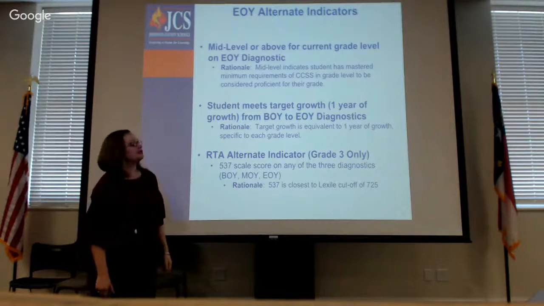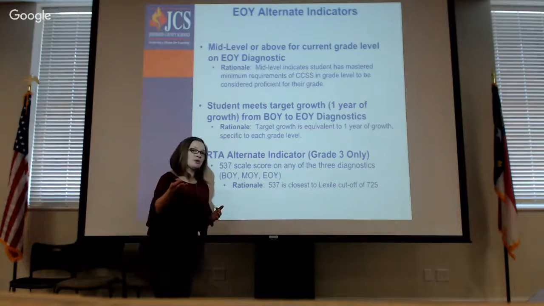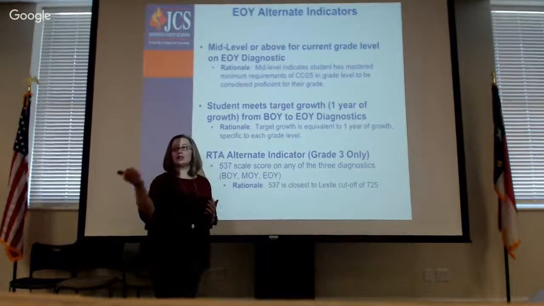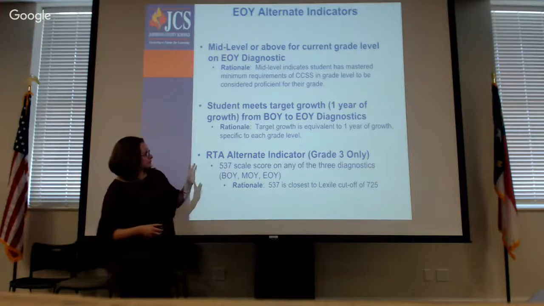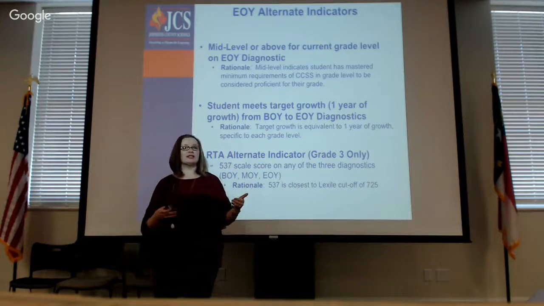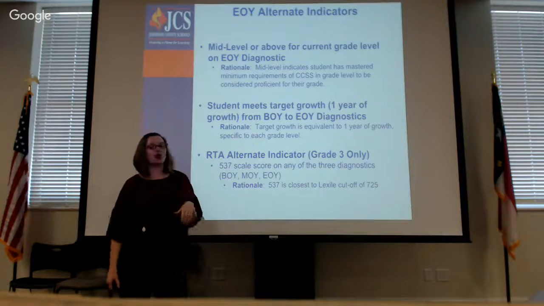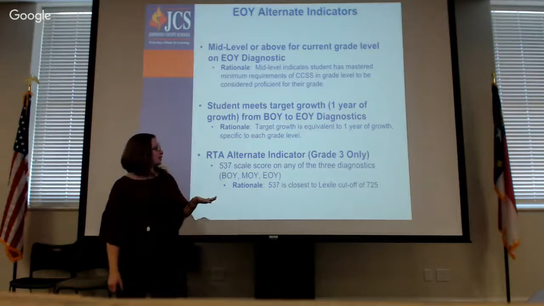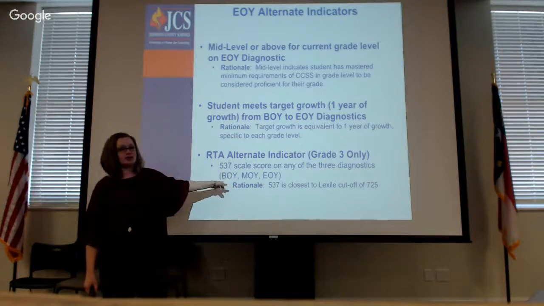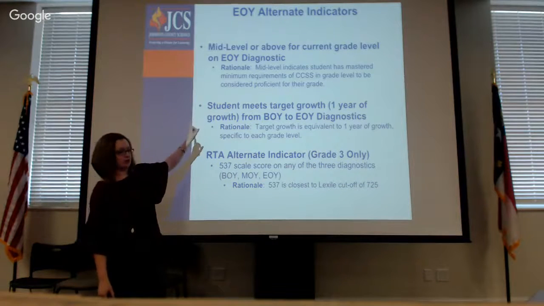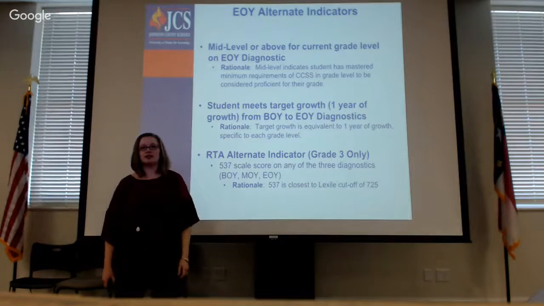Another one is for them to meet target growth, which remember is 1 year of growth. That's page 3 of your handout. For our virtual people, remember that is in the Google Drive, and your schools are bringing back some handouts of that, but meeting 1 year of growth for their grade level. And you can measure that, of course, manually or by the growth monitoring report. And then for 3rd grade, an RTA alternate indicator, this is 3rd grade only, is for students to hit a 537. This is only for RTA. This does not count for these 2. Only for RTA, if they hit a 537 by beginning of year, middle year, or end of year diagnostic, it will count.